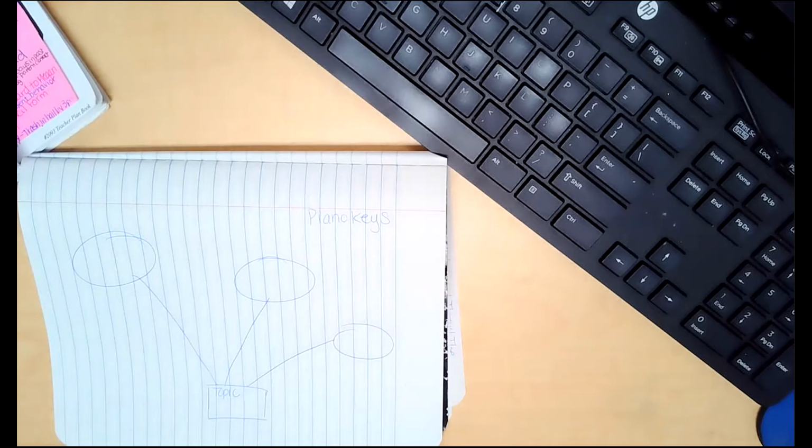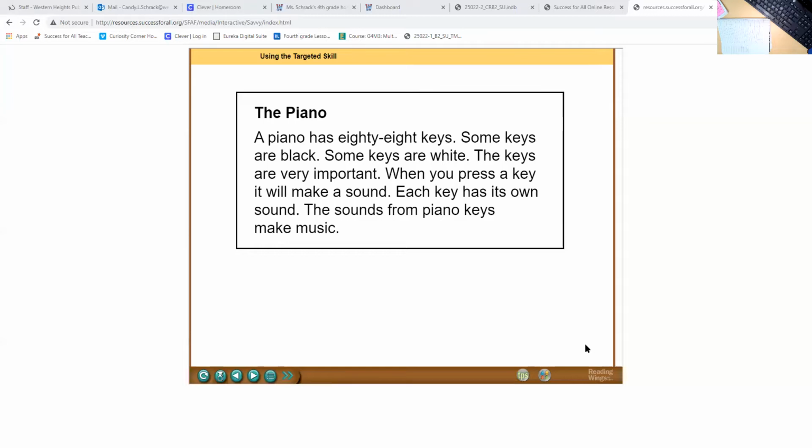So let me share my screen here. And this one's called the piano. A piano has 88 keys. Some keys are black, some keys are white. The keys are very important. When you press a key, it will make a sound. Each key has its own sound. The sound from piano keys make music.